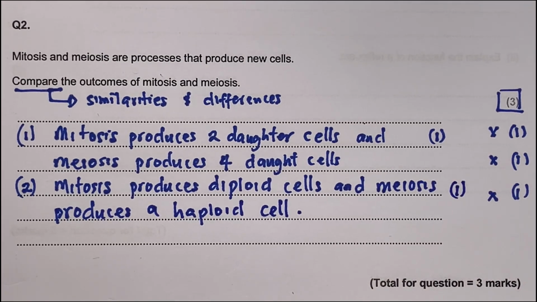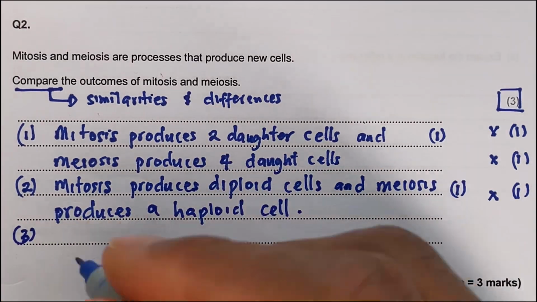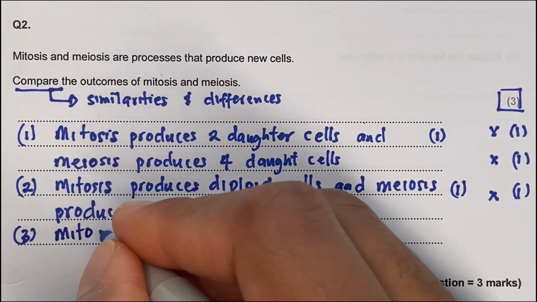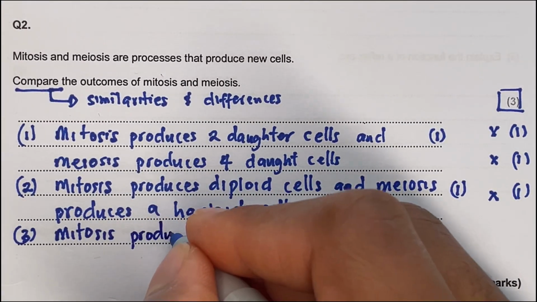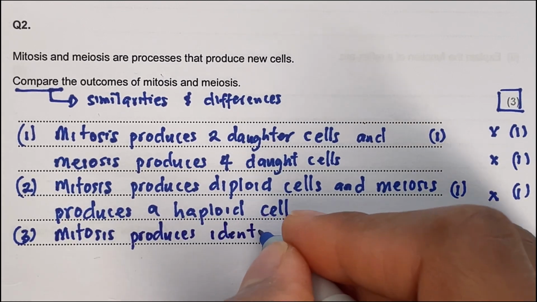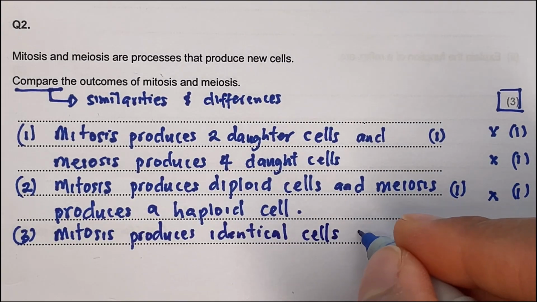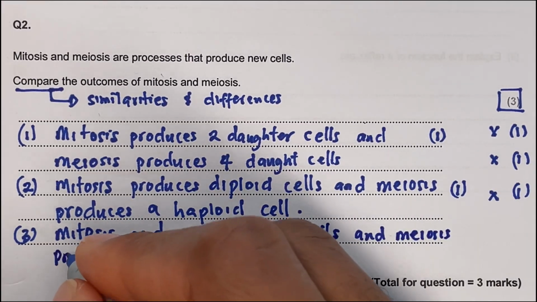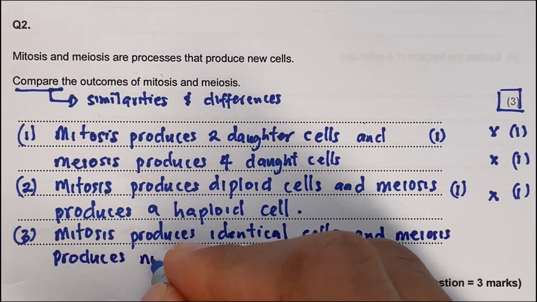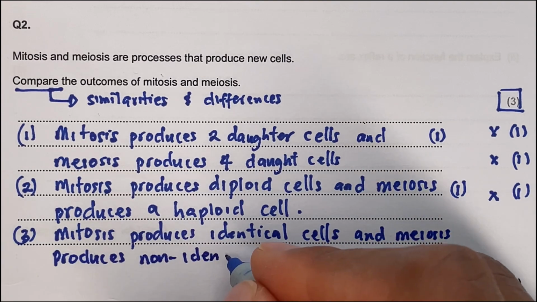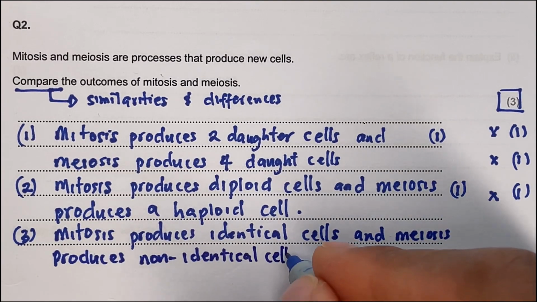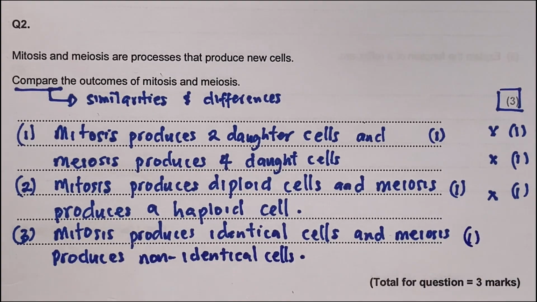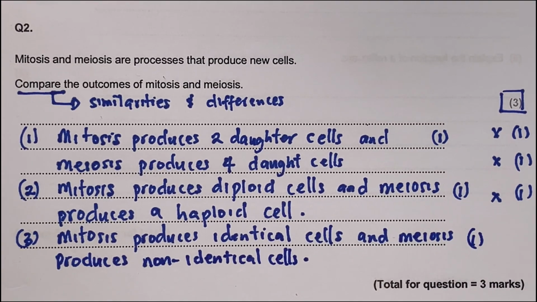I need 1 more point to get the entire 3 marks. So my third point, I can remember that mitosis produces identical cells and meiosis produces non-identical cells. Now I have gotten the entire 3 marks.